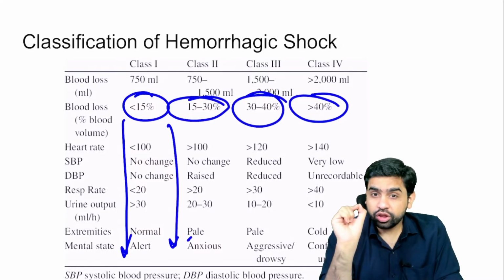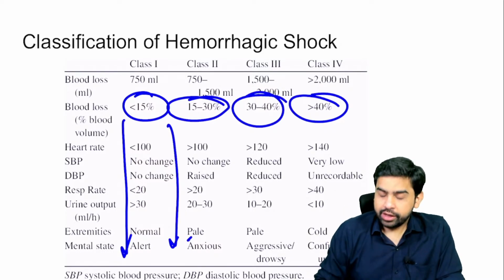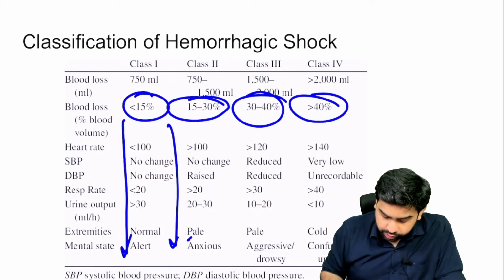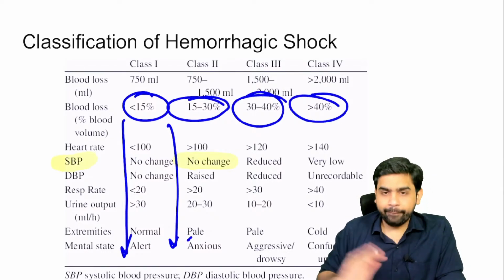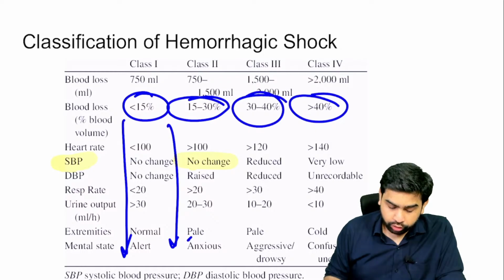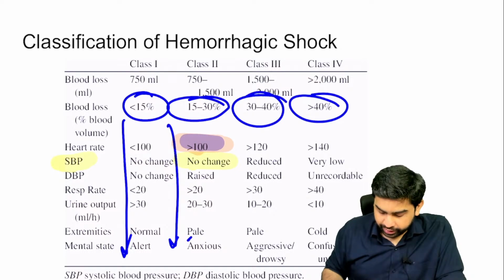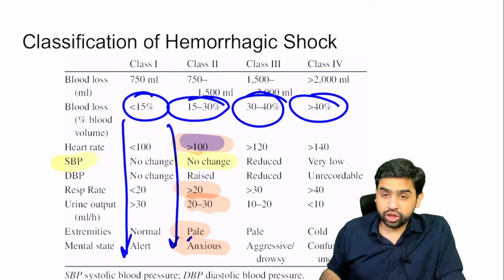Now, this is something they ask you in the clinical scenarios. What you need to understand is that in class 2 hemorrhagic shock, the systolic blood pressure is absolutely normal. But if you look at the other things, for example, the heart rate is slightly elevated, the respiratory rate is slightly elevated, urine output is slightly reduced, extremities are slightly pale, and the patient is slightly anxious.